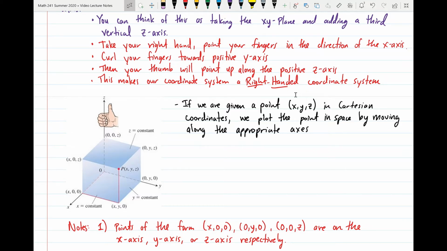Now, if we're given a point x, y, z, that ordered triplet in Cartesian coordinates, we can plot the point in space by moving along the appropriate axes. Again, this is analogous to the way that we plot points with Cartesian coordinates in the plane. We move a certain distance along the x-axis, and we move a certain distance parallel to the y-axis, either up or down. We'll use the same process to plot points in space.